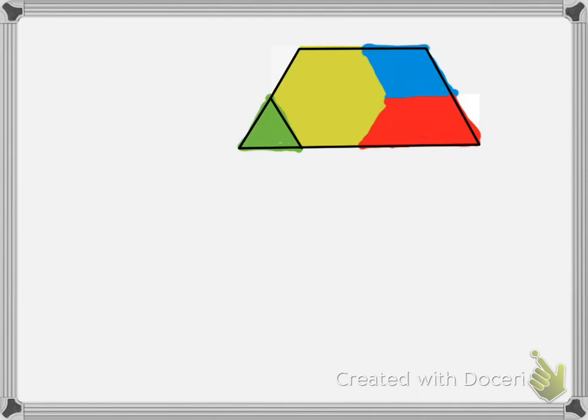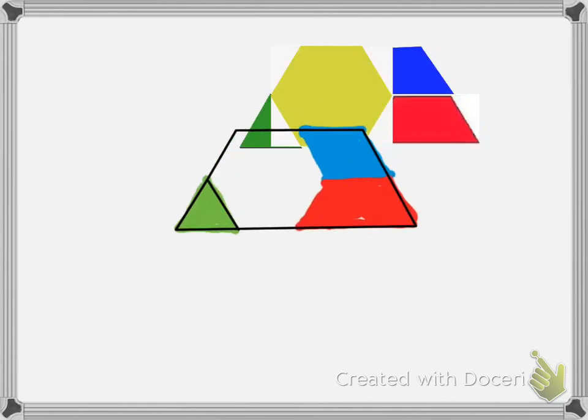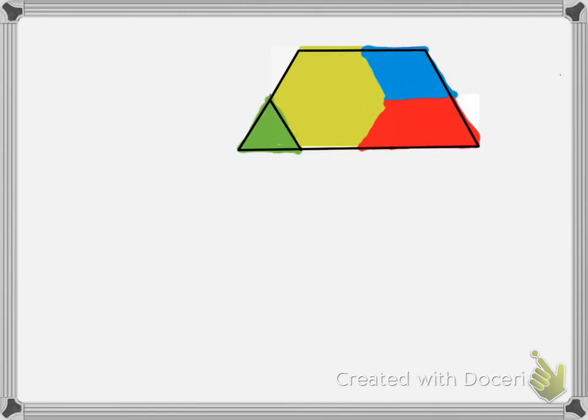So here I have this shape, and I want to find the perimeter of it. Well, I know that the length of each of the sides of my shapes is 1 inch. So I know that this one would be 1 inch for that triangle side and 1 inch for that hexagon side. 1 inch there and 1 inch there. 1 inch and 1 inch. I know the long side of my trapezoid equals 2 inches. And then again, the short side would be 1 inch and 1 inch.